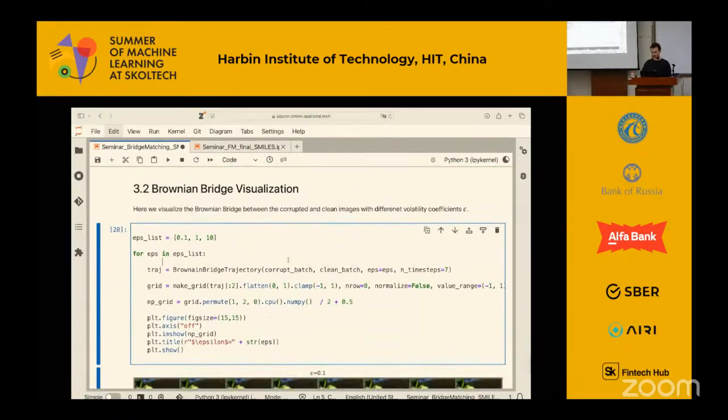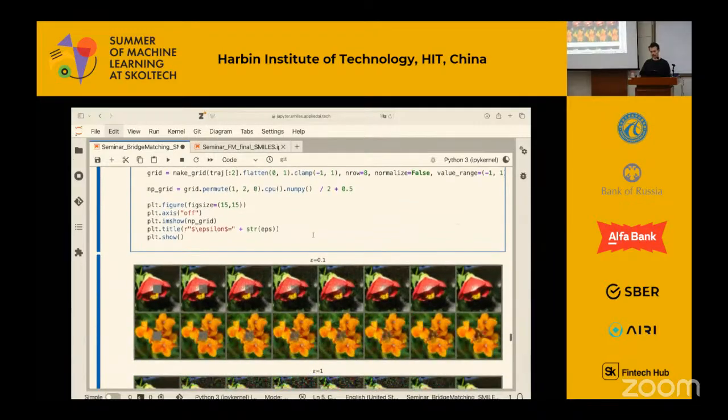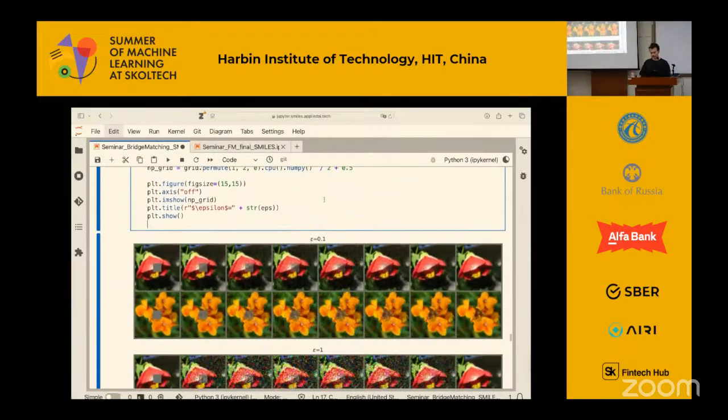Then, as for the toy case, let's take a look at some Brownian bridge trajectories. So again, Brownian bridge is just the stochastic interpolation between x0 and x1, between some data and some data. And here you can see the stochastic interpolation between a corrupted image without center and a clean image.